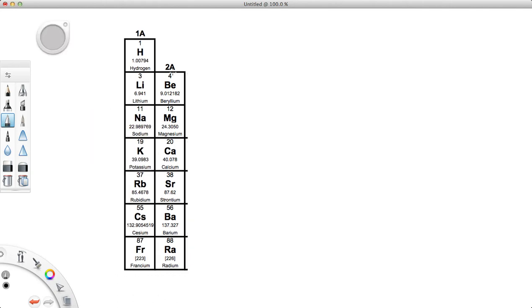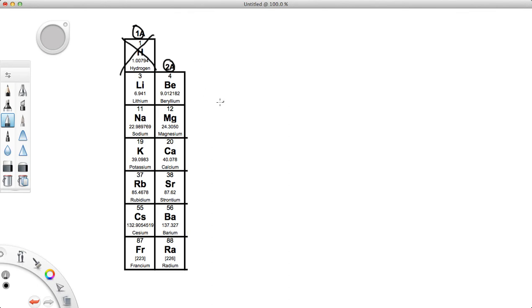So, if we look at these first two groups, the alkali metals and the alkaline earth metals, we know that the alkali metals have one valence electron and the alkaline earth metals have two. These are both metals, except for hydrogen. It's not a metal, but we're just going to disregard hydrogen for now. All of these others are metals, and they want to lose electrons. They want to have stable noble gas electron configurations, and the only way to do that is to lose or gain.